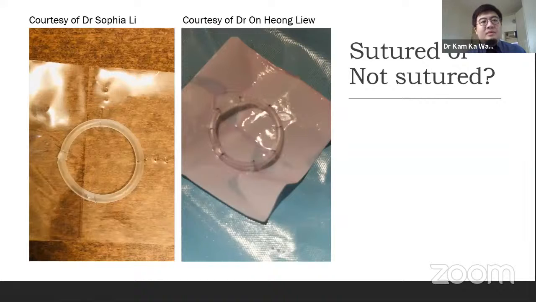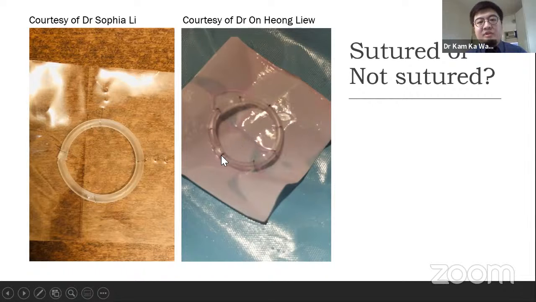We then started trying the self-made symblepharon ring. And in the beginning, we used sutures to fix it onto the amniotic membrane. The good thing about this technique is that it helps stabilize the relation between the ring and the amniotic membrane.